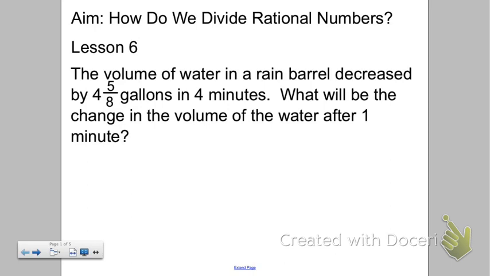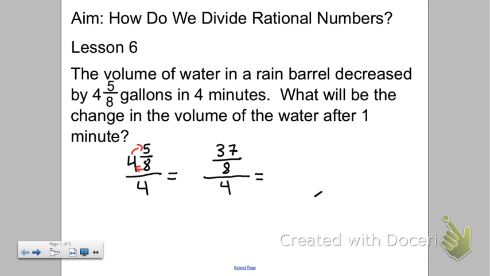We're looking for the unit rate. So we have to divide our 4 and 5/8 gallons by the 4 minutes. In order to divide rational numbers and divide fractions, we need to turn our mixed number into an improper fraction. I'm going to multiply 8 by 4, which gives me 32, and add 5, which gives me 37. So I have 37/8 divided by 4.